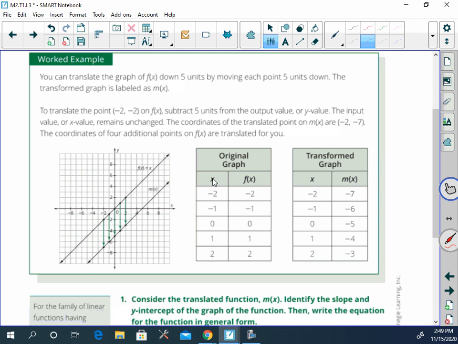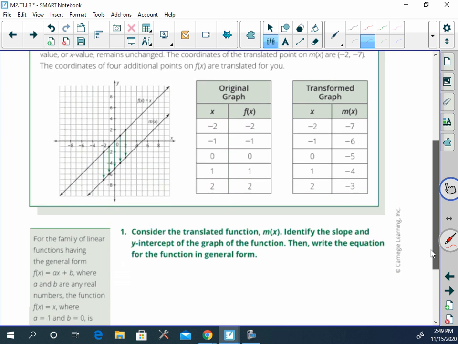If you notice here, do you see how the x's stay the same? And what's happening when we shift down, when you think of shifting down, it's changing the y coordinates. So our y coordinates are going down 5. So we take this and it goes down 5 and all of the y values go down 5.